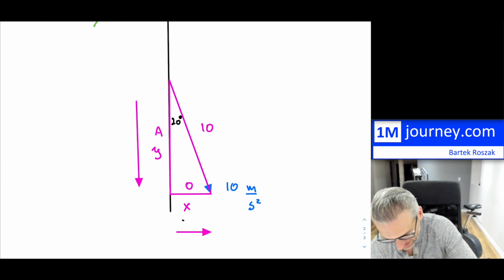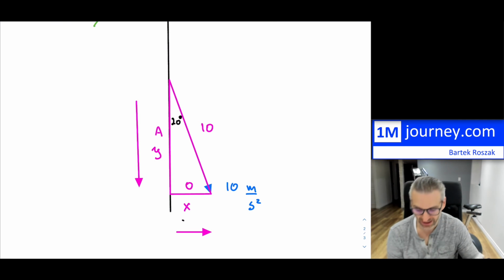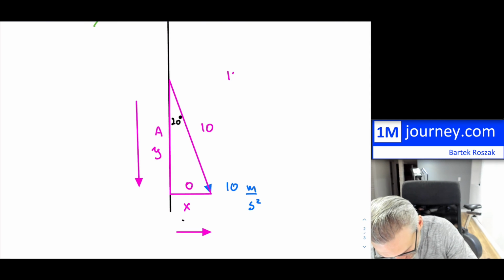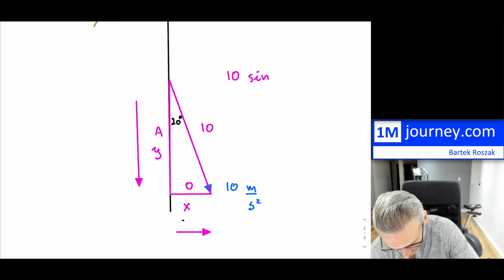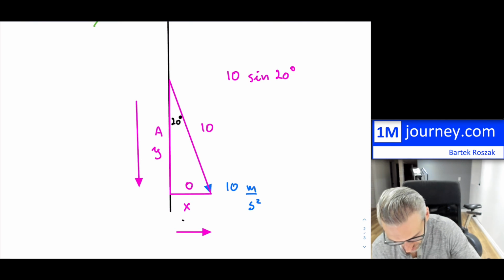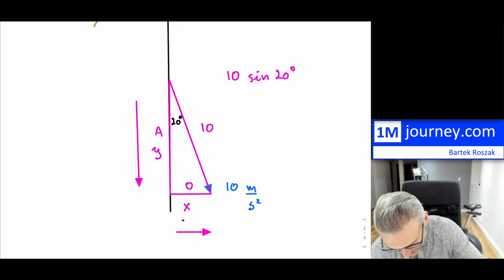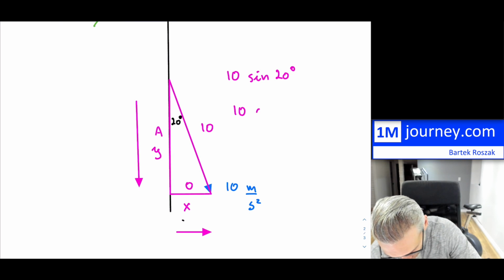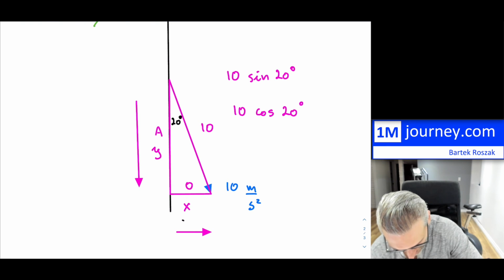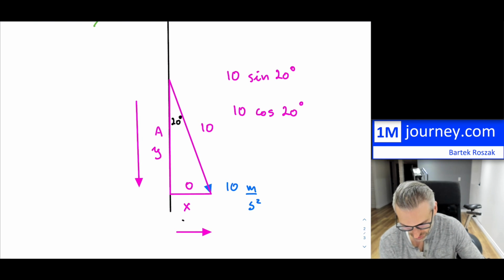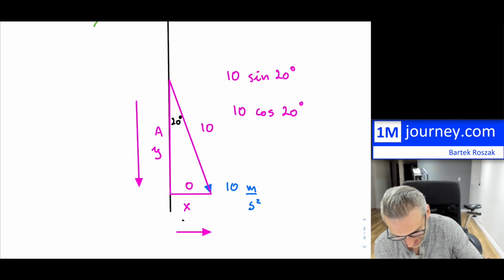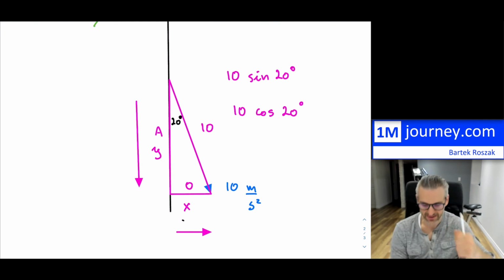So in order to find my x, the way that it has been written, with respect to this angle, this is going to be 10 because it's the hypotenuse, and this side is opposite, so I need sine of the angle. So that is going to be my x component. And then my y component is going to be 10 times cos of 20 degrees. And this one's going to be negative because it's down.